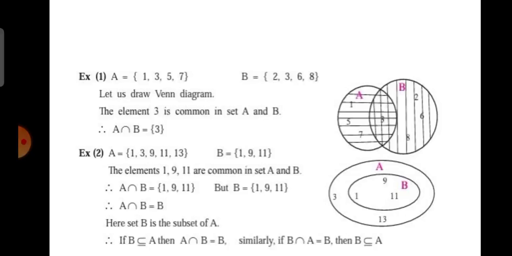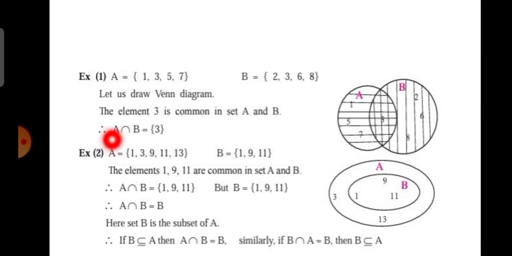If you have to show this by using a Venn diagram, set A will consist of elements 1, 5, 7 and 3. This is a part of set A. Then set B will consist of elements 2, 6, 8 and 3. So 3 is the common element, so this is the common portion. This portion belongs to set A, also this portion belongs to set B. So these common elements are shown in this common part. Therefore A intersection B is equal to 3.